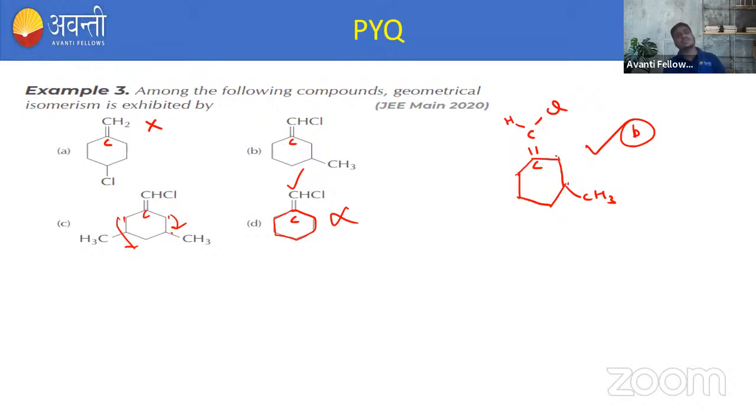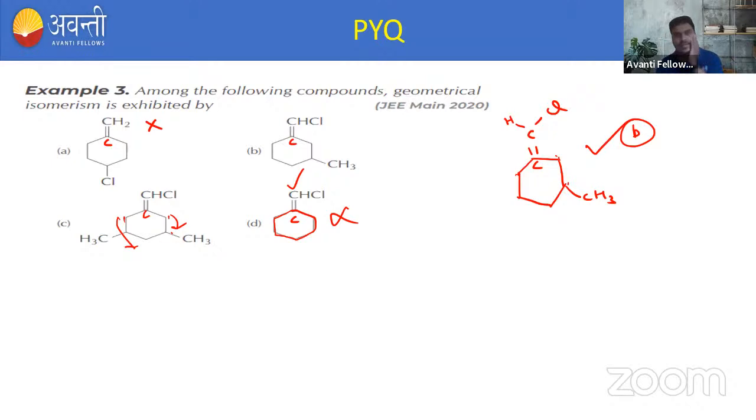Basically, in this question, they're asking among the following compounds, geometrical isomerism is exhibited by which one. They're asking which will show geometrical isomerism. So we know the basic concepts for geometrical isomerism. What are the basic concepts, beta? There must be a carbon-carbon double bond, that is restricted rotation, and on each carbon, two different groups must be there.